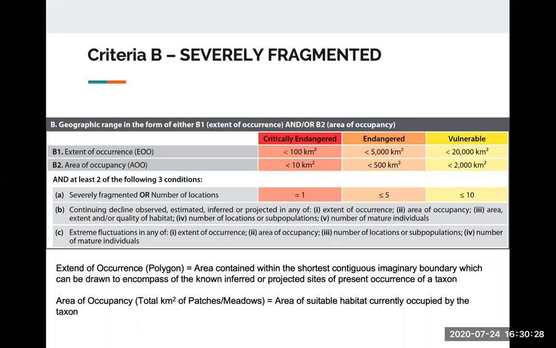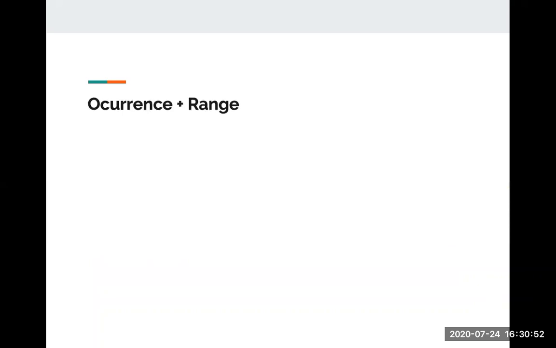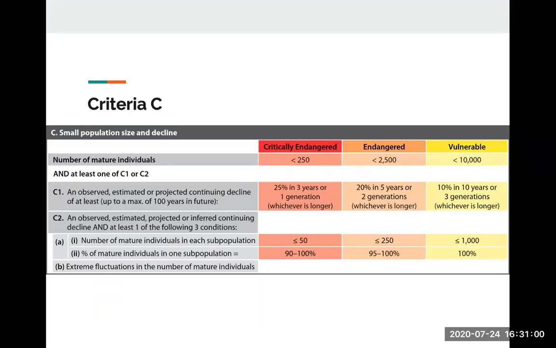Okay, so if we know that a seagrass only is found in 5 different places in the entire world, then it automatically qualifies as endangered if it has less than 500 square kilometers of area. Okay, I think that's all I want to say about that. All right, occurrence and range. So that's kind of what I was talking about. All right, so we've got kind of the population and then the range. Those are the two kind of things we're looking at.